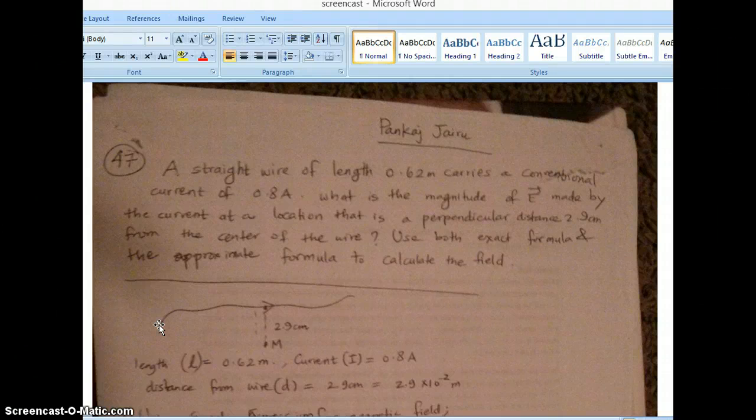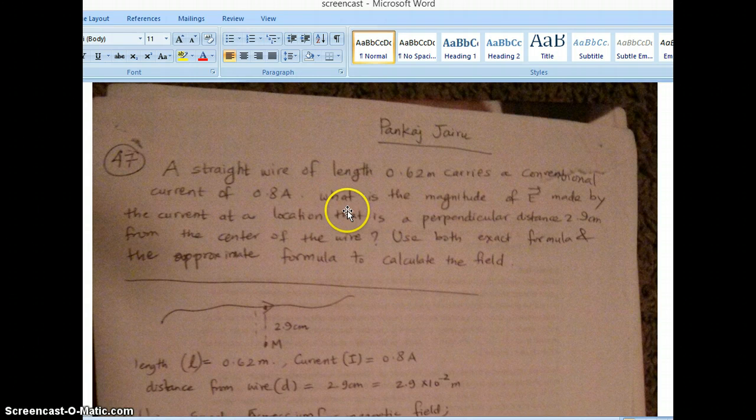I am doing this screencast on the topic electric field due to wire of length L. So I have this problem which depicts a straight wire with current moving on it, and at a certain point at a perpendicular distance, we want to find the electric field.